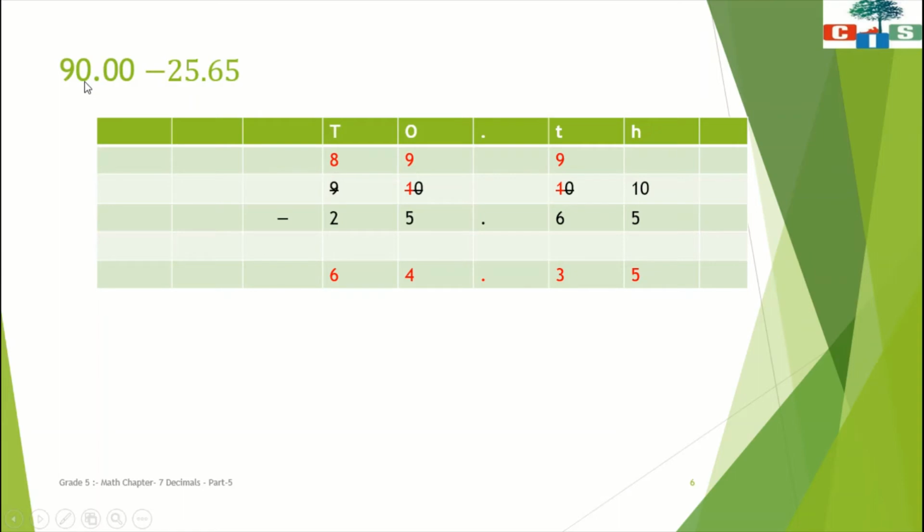See, first of all, we always place the whole number part. So here we have 0 at ones place and 9 at tens place. So I have put 0 at ones place and 9 at tens place. Now we'll place the decimal part. Here we have 0 at tenths place and 0 at hundredths place. So here I have put 0, 0 at tenths and hundredths place respectively.